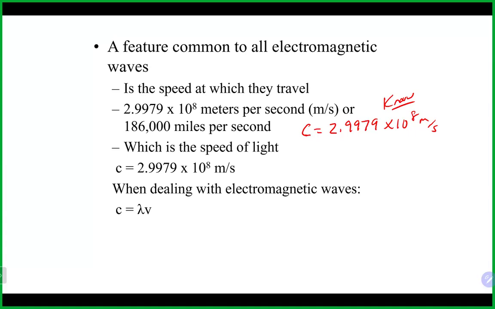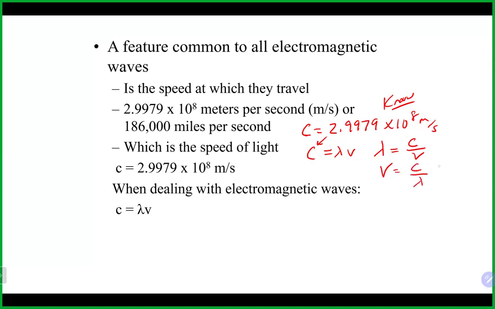When dealing with electromagnetic waves, that equation that we saw earlier can be shortened into c is equal to the wavelength times the frequency. Since c is a constant, if you know the wavelength of your wave, you can figure out the frequency, or if you know the frequency, you can figure out the wavelength. The good news is it's the same calculation regardless of which one you're solving for. You take c divided by the other one that you're given. If you want the wavelength, c divided by the frequency, and if you want the frequency, c divided by the wavelength.